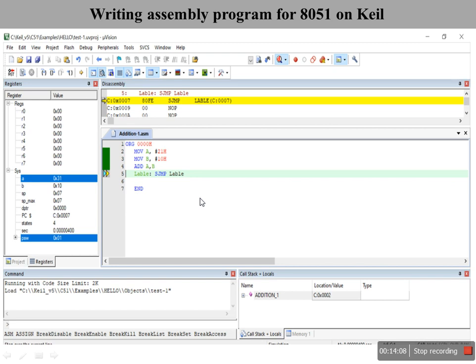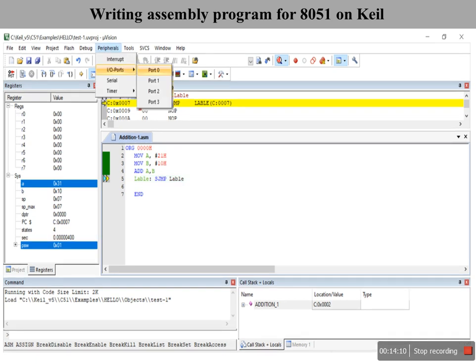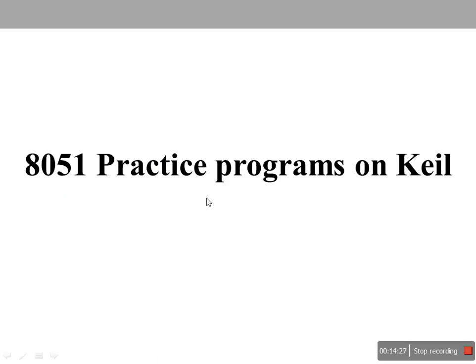Then come to here. In addition to the internal details of the registers, we can even see what is happening at the ports also. You can go to peripherals, then select I/O ports, then port 0, port 1, port 2, port 3. So all the port details you can also see. This is how we program the 8051 using assembly language.